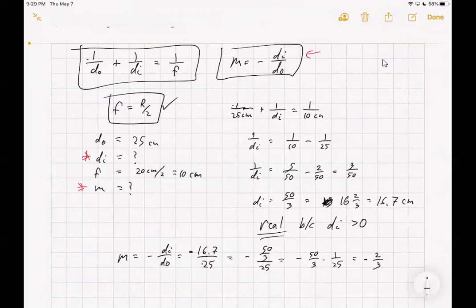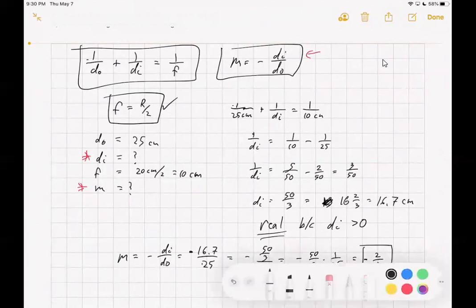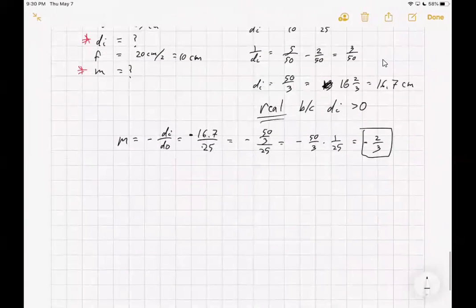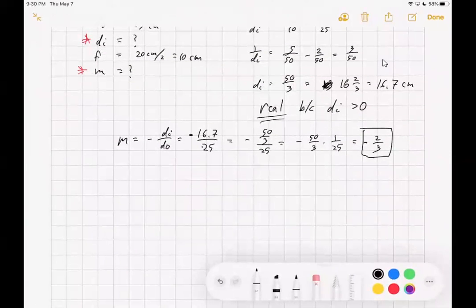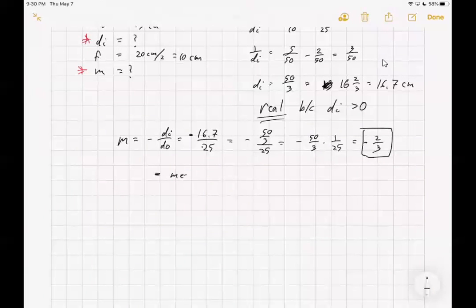2 thirds. Okay, so when I do that, I can look at the magnification, and so let's figure out what this means. The negative means it is inverted. Two-thirds is less than 1, so it is smaller.